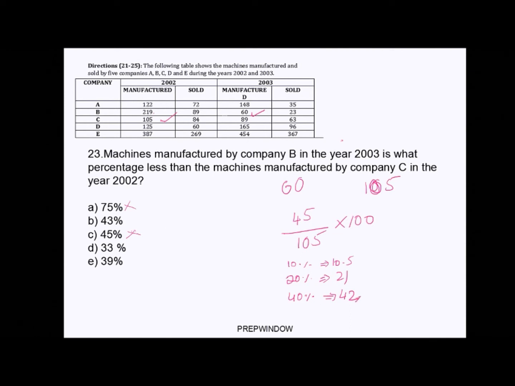Your numerator is still more than 42, that is 45. So that means your answer is more than 40%. Already we have eliminated two answers. You have only one answer that is more than 40%, that is 43%. So your answer for this question is 43%.